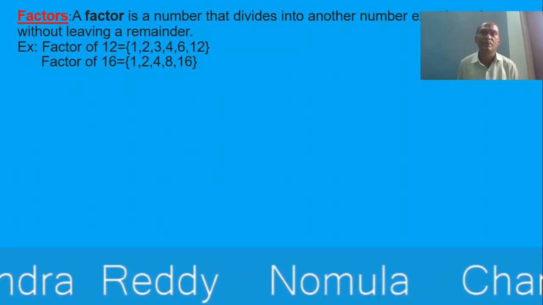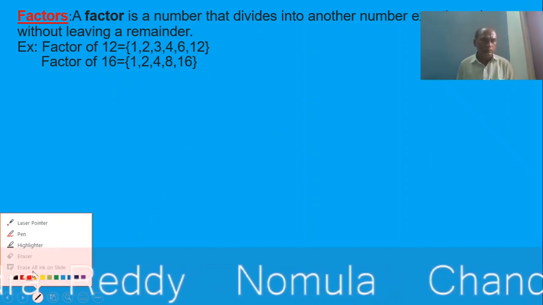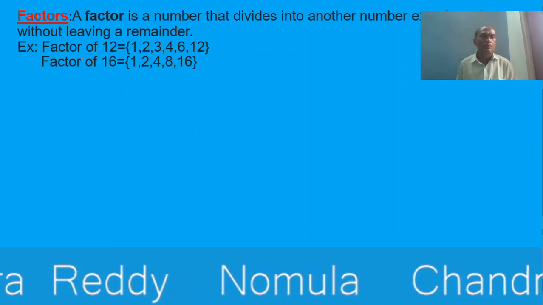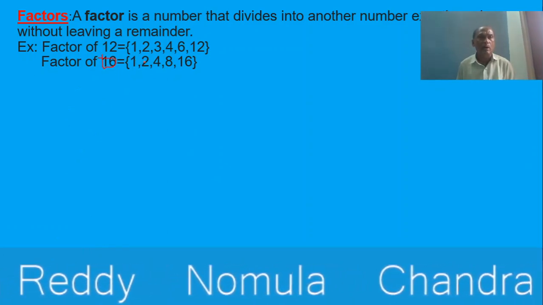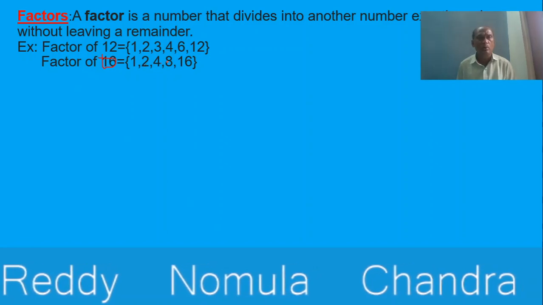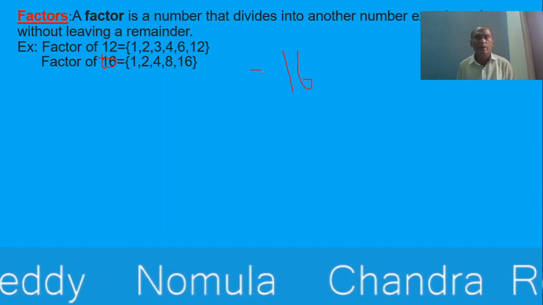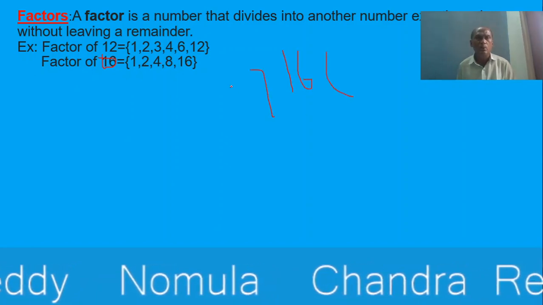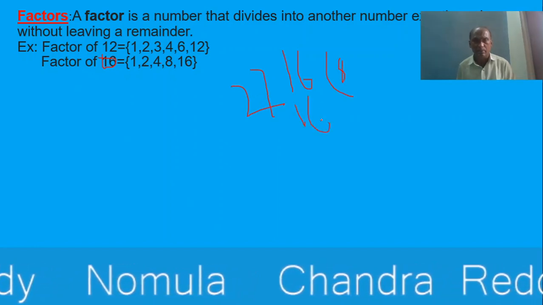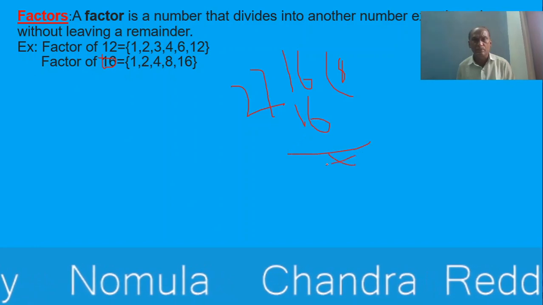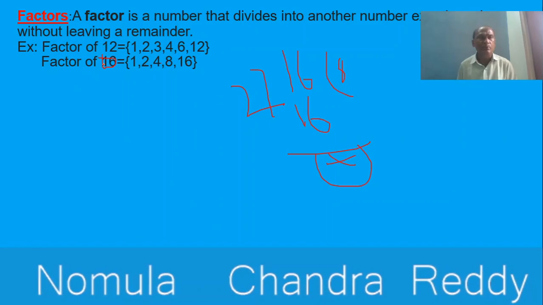For example, 16. The factors of 16 are 1, 2, 4, 8, 16. For example, 16 divided by 2: 2 eights are 16, so the remainder is 0. That's why 2 is a factor of 16.